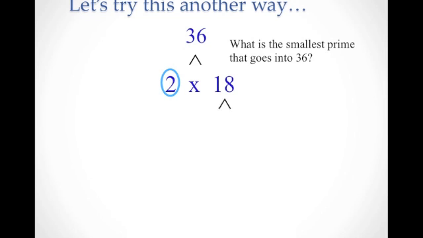So 18 can be broken down in the same fashion. What is the smallest prime that goes into 18? Well, we know that 2 is a prime again, and 2 times 9 gives me the 18. So as you can see, we're keeping the prime numbers on the left, and we're factoring out what's left over. So what is the smallest prime number that goes into 9? Well, we know that both 3 and 3 give me 9, and those are both prime numbers.